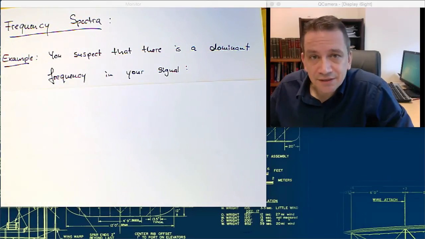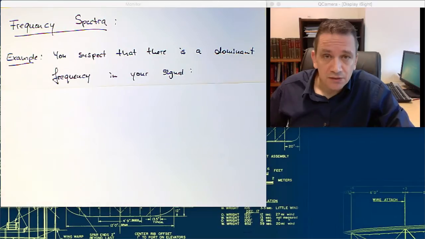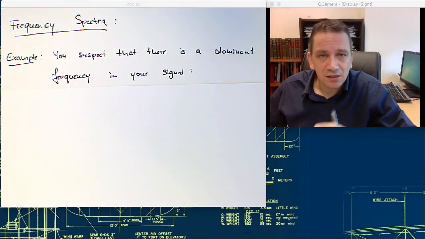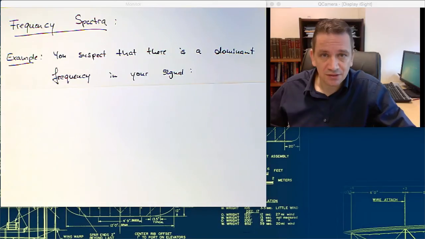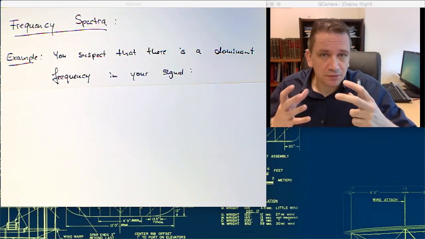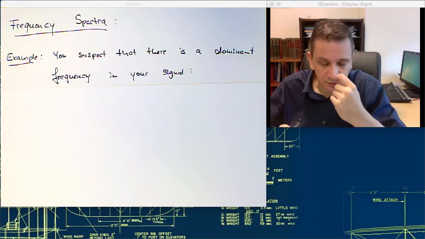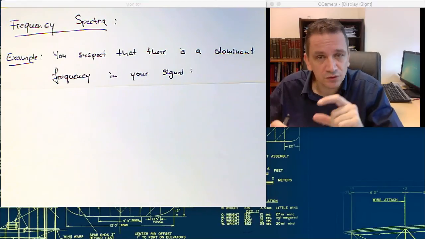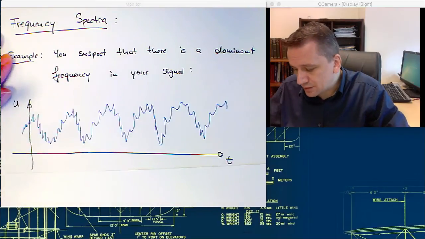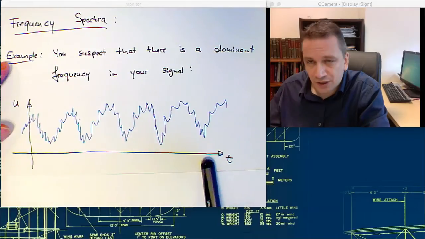All right, so in this part we would like to talk about frequency spectra. Frequency spectra can be used to identify what kind of frequencies are present in a given signal. So for example, you're putting a hot wire or you're recording the signal from your computation for a single point. You're getting then a signal that, let's say, looks like this.